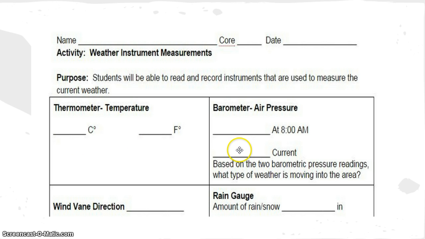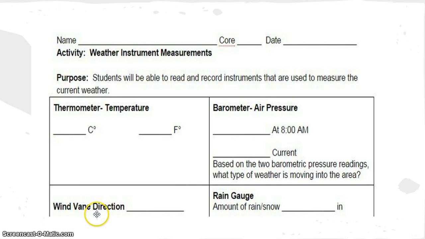You'll also have a barometer out there, and so we've set the barometer at 8 a.m., and then you'll see if it's different during the time of day that you are taking the pressure. And then based on those two barometric pressure readings, what type of weather is moving into the area. If the air pressure is going up, then we're having a high pressure moving in, so things should start to settle down and we should have calm weather. If that air pressure is going down, then we're going to notice some change in weather coming our way.